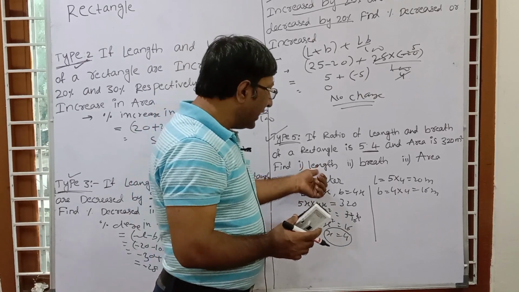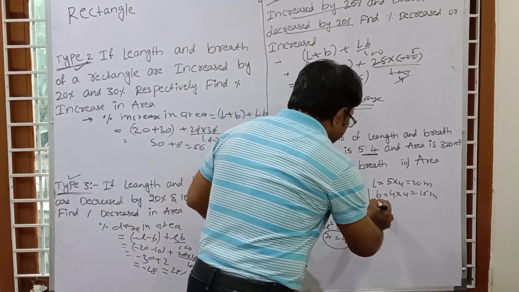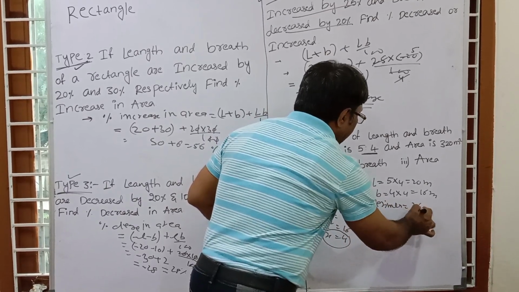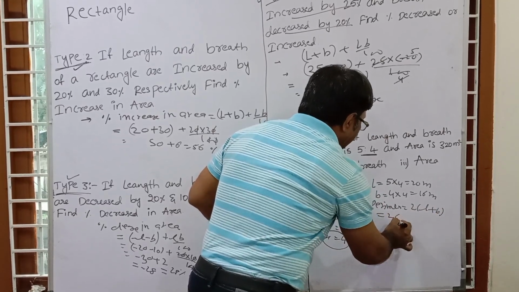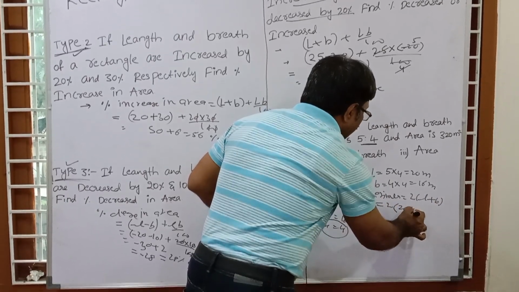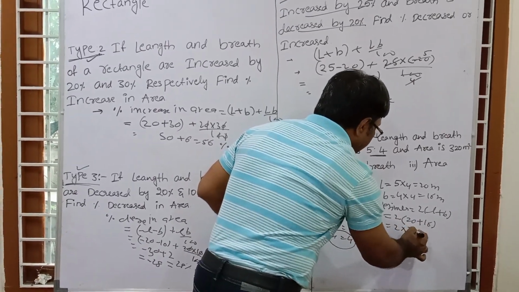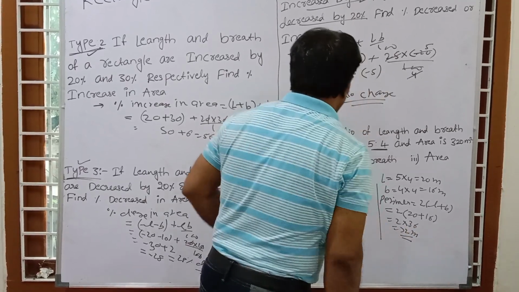We have found length, we have found breadth, and area is already given. Now we have to find the perimeter. You know the formula of perimeter is 2 into length plus breadth. So 2 into 20 plus 16, that is 2 into 36, that is 72 meter, which is your correct answer.